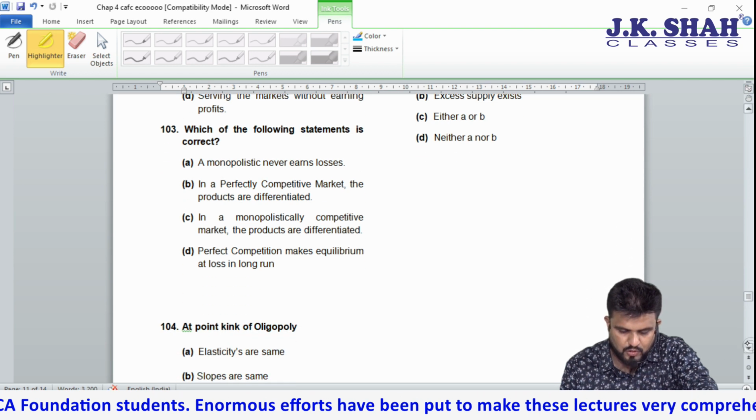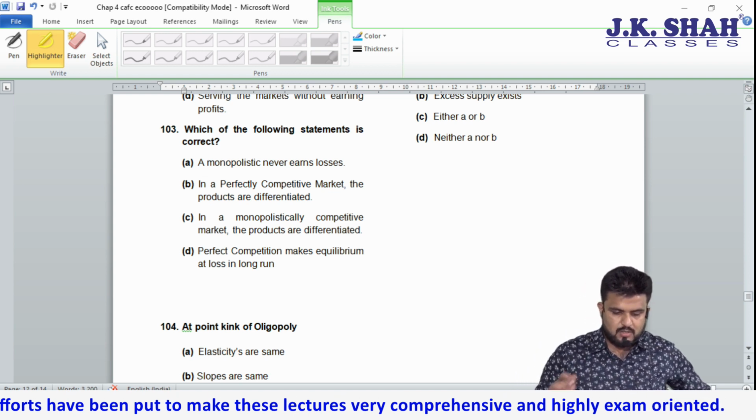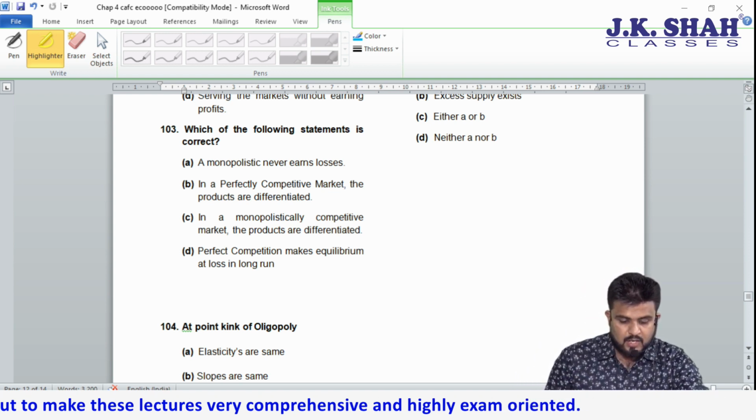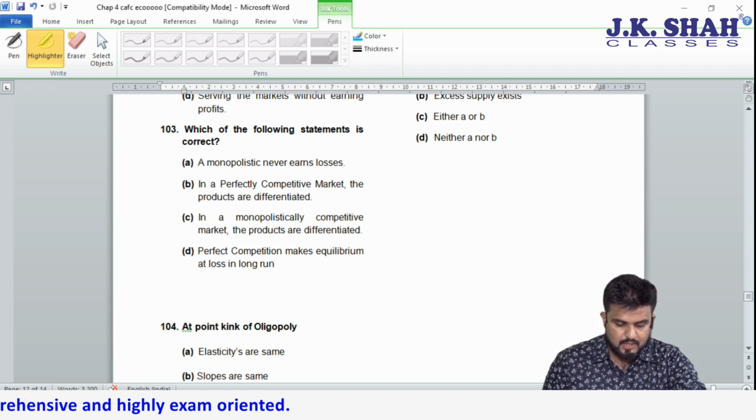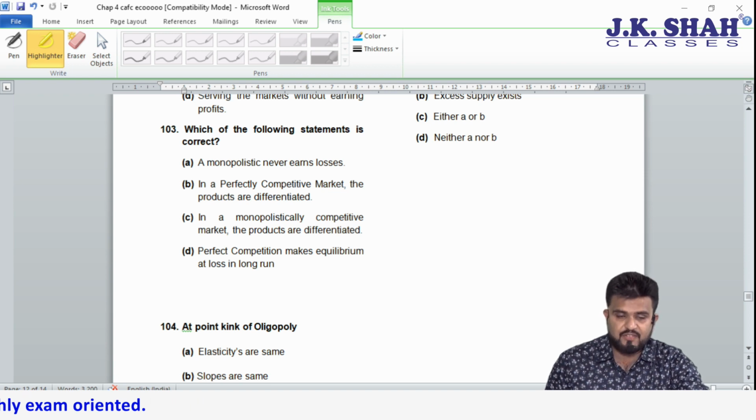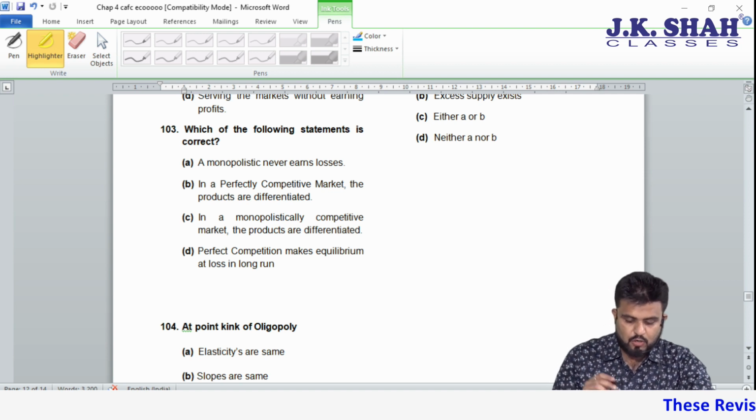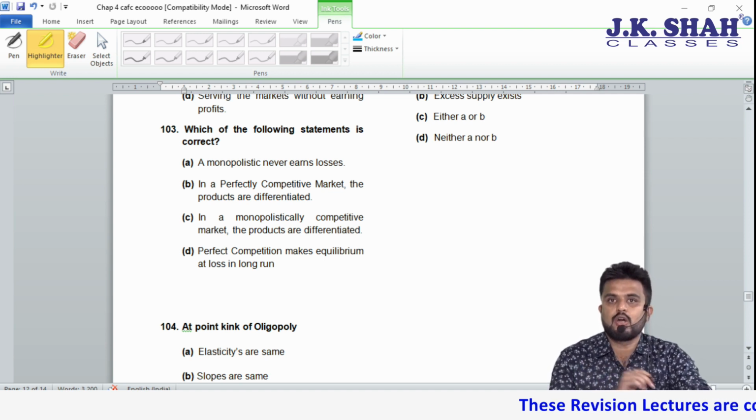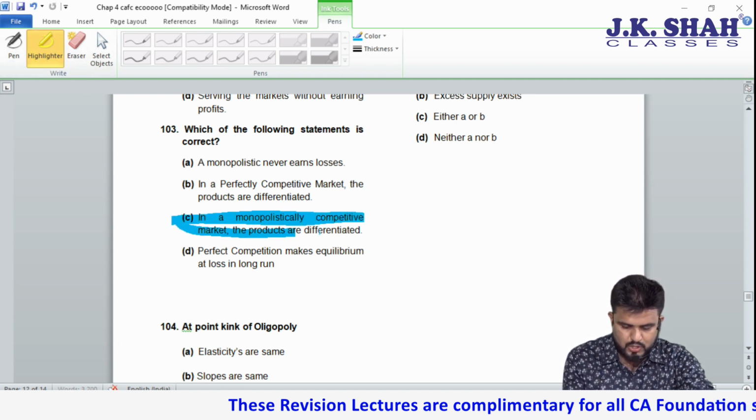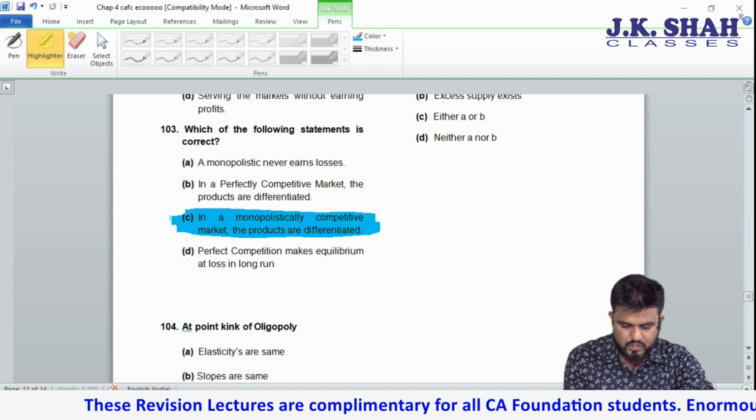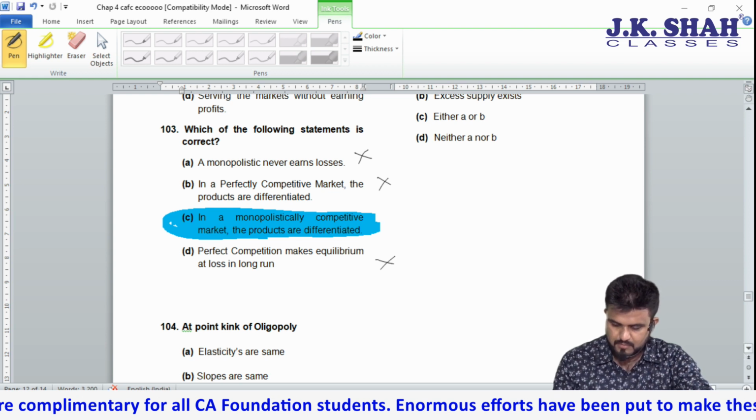Okay, now which of the following statements is correct? Monopolist never earns losses. In a perfectly competitive market, products are differentiated. Wrong. In a monopolistic competitive market, products are differentiated. That is true. Perfect competition makes equilibrium at loss in long run. So correct is your C. So this is wrong, this is wrong, this is wrong.